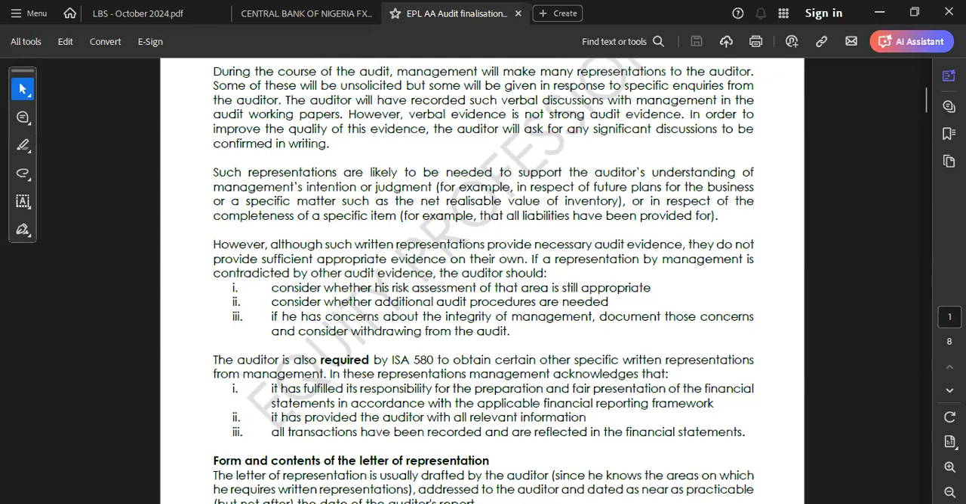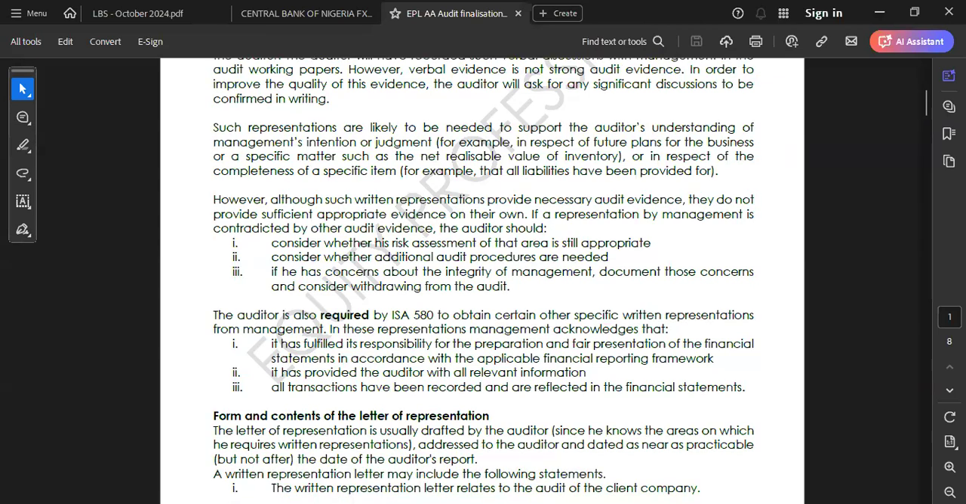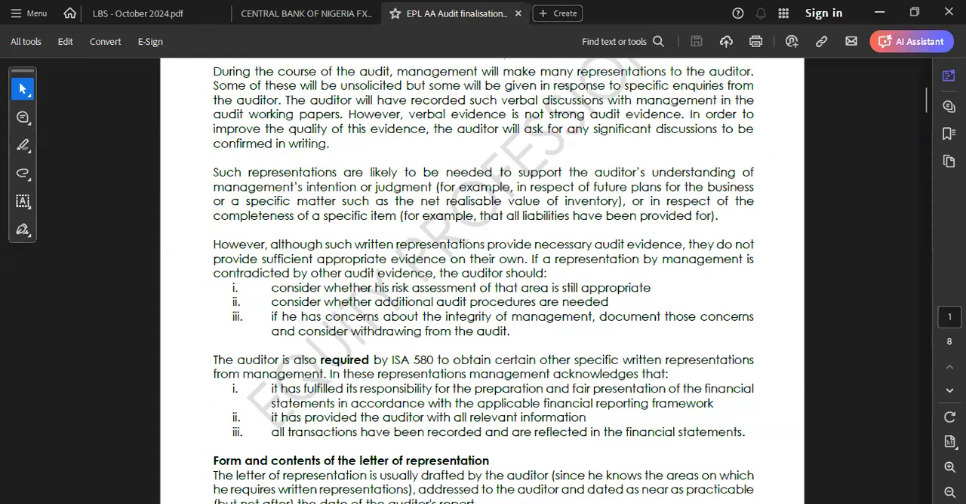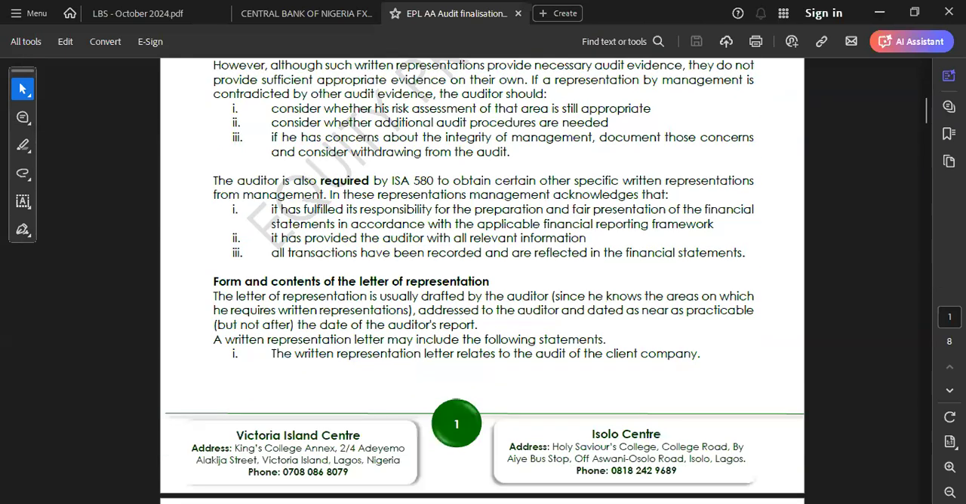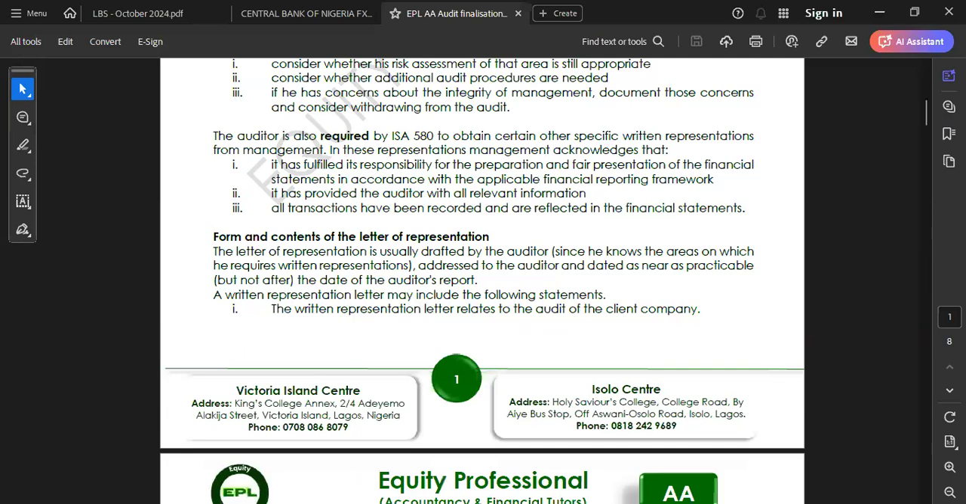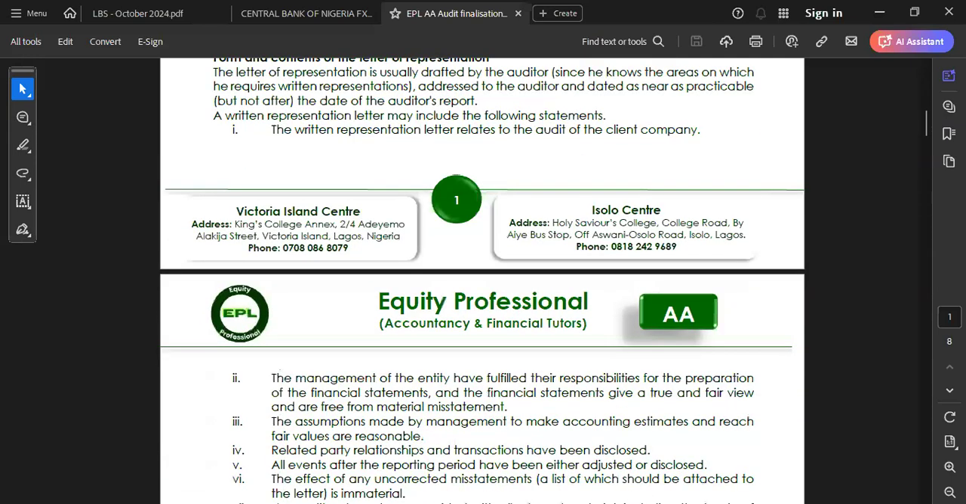What are the content and form of written representations? When should the auditor ask for written representations? What happens if the written representation provided is contradicting the evidence? So most of these three points are what we will be asked in the exam. So during your revision, just pay attention to them. You don't need to cram them. Once you go over it and read with what you've heard from me, that should suffice.